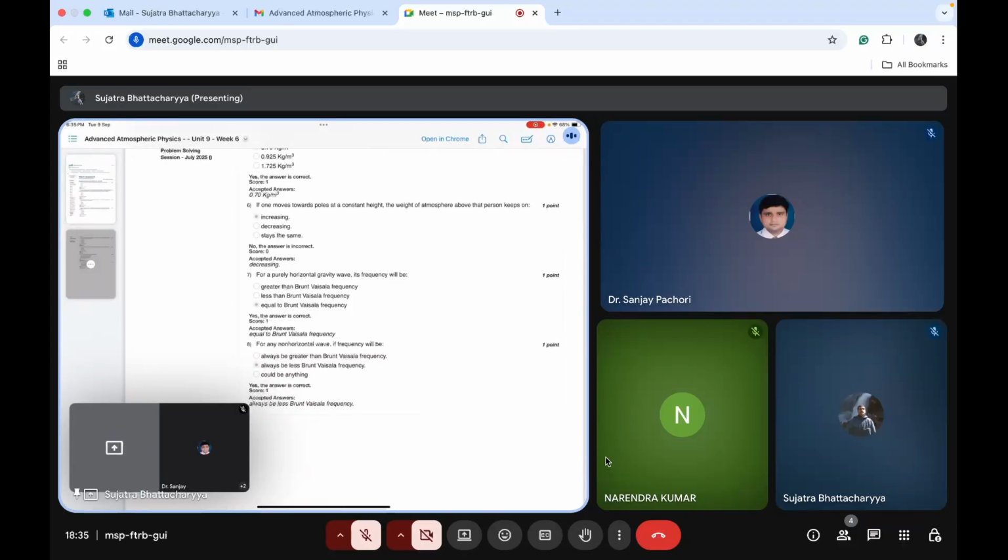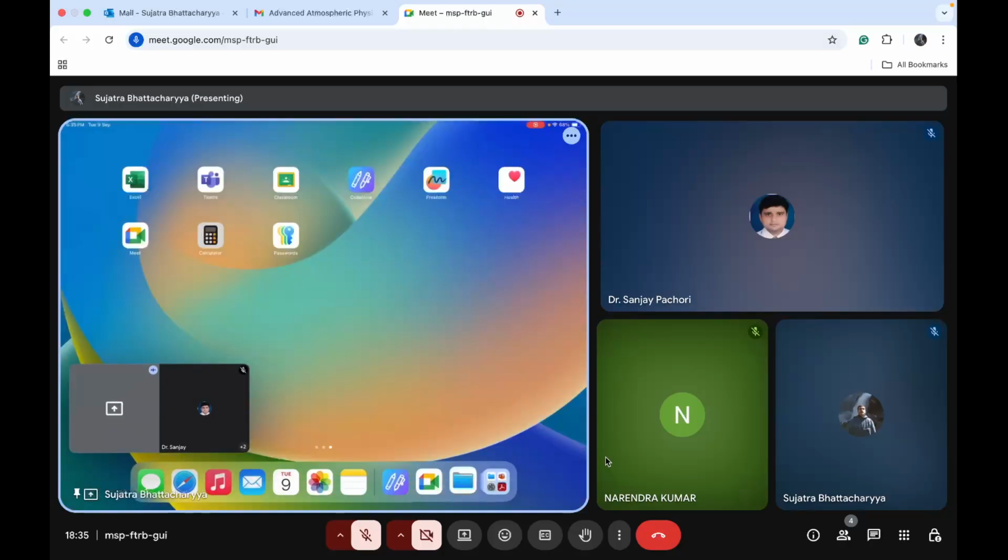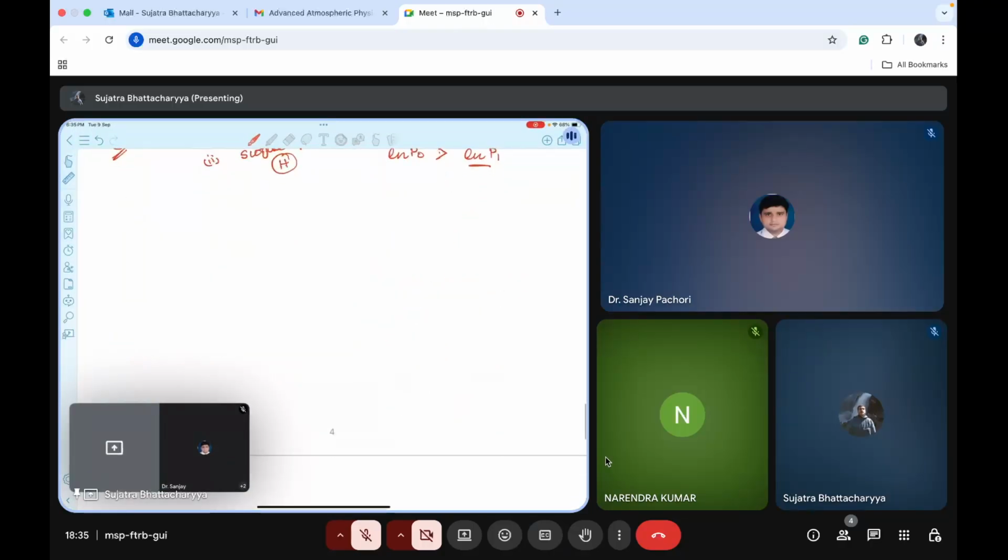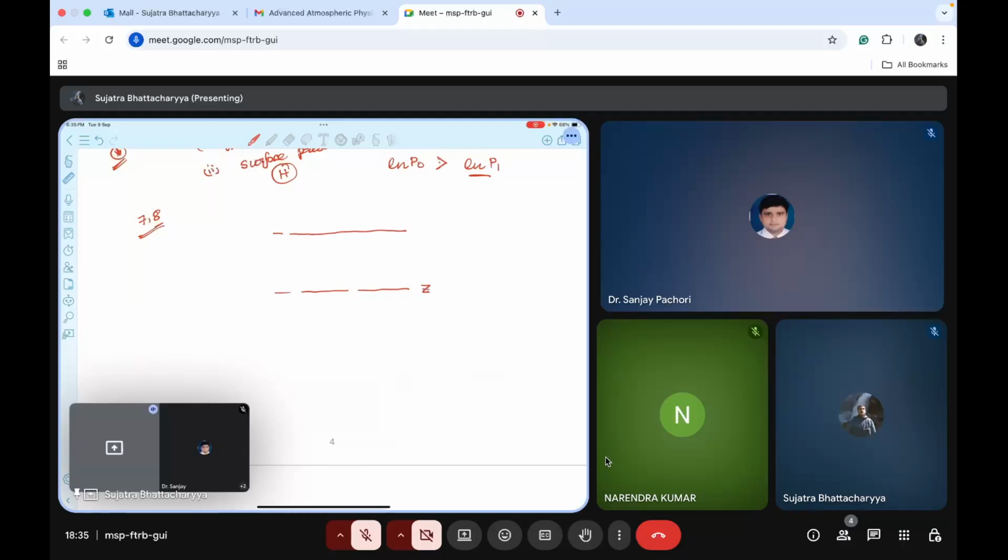The next question is the seventh one. For a purely horizontal gravity wave, its frequency will be okay. The next two questions are similar, so seventh and eighth. Let me draw a simple figure to make you understand the thing. This is related to internal gravity waves. So suppose you have something like this. Two different heights, let's say z and z plus delta z, and this is your normal.